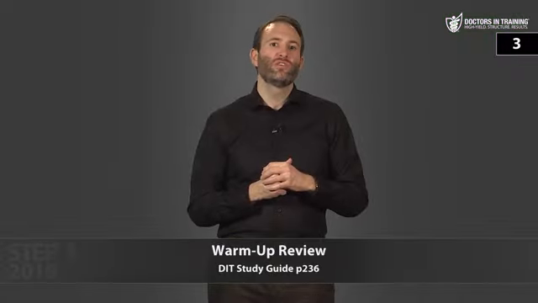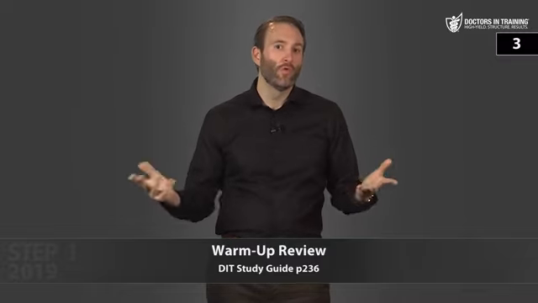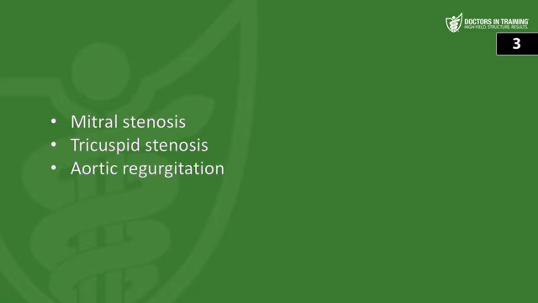Next, what conditions are associated with diastolic murmurs? So diastolic murmurs are almost always abnormal, and they can be seen with mitral stenosis, tricuspid stenosis, aortic regurg, and pulmonic regurg. All right, that brings us to the end of the warm-up. Let's get to that lecture.